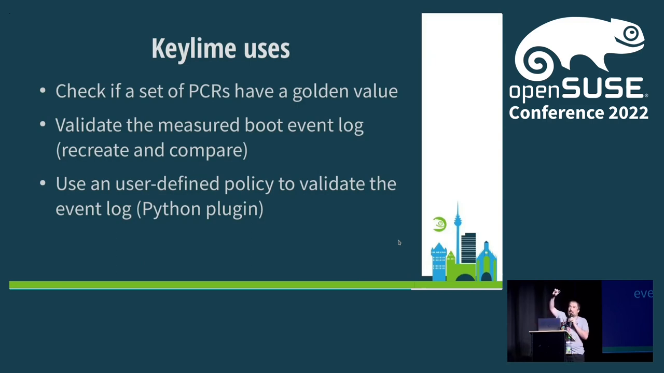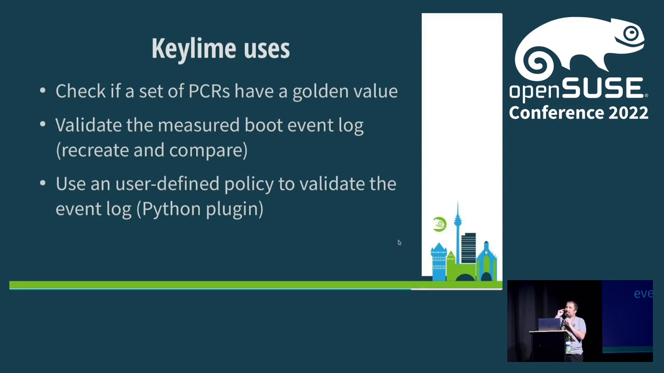So one problem the PCRs have is that for security reasons, they are very hard to replicate. But in the event log, you have all the extensions. So imagine that you don't care about the final value of the PCR, but you care that at some moment the PCR was extended by a specific hash. So you can inspect the event log and provide a Python script that is going to search for this extension. And if it's not there, it's going to consider that something is wrong in the system.